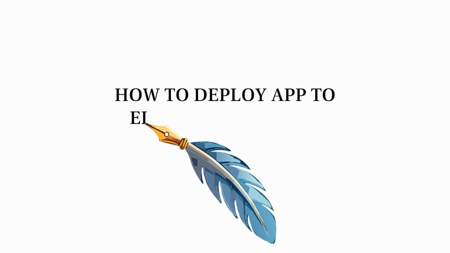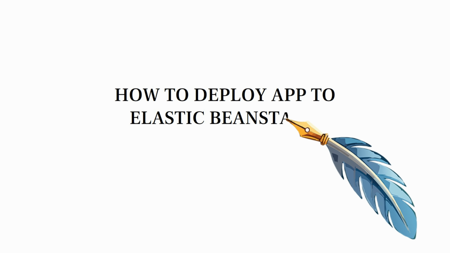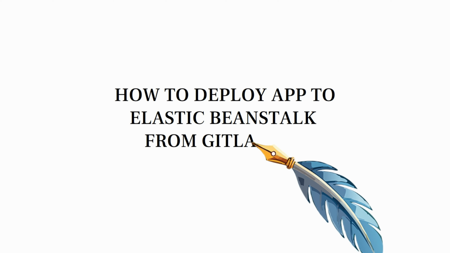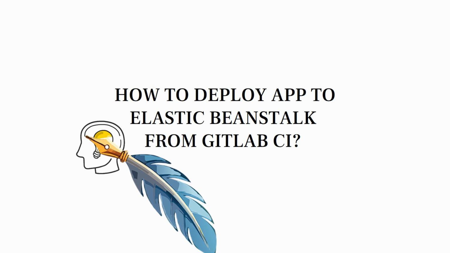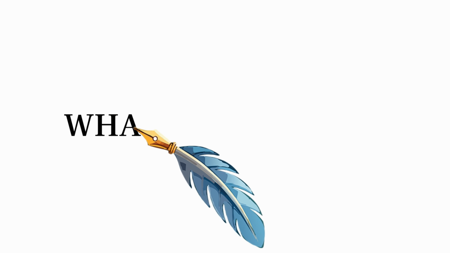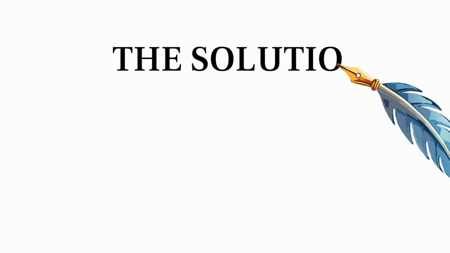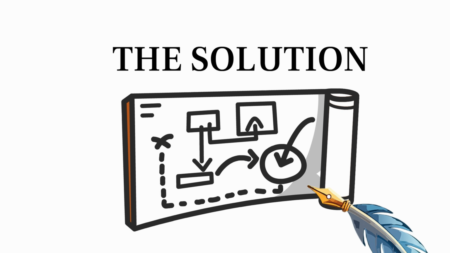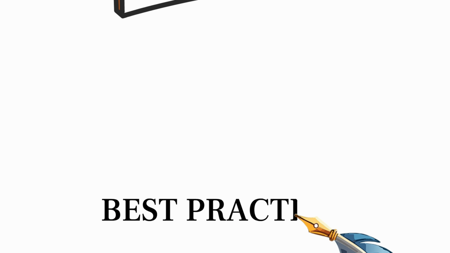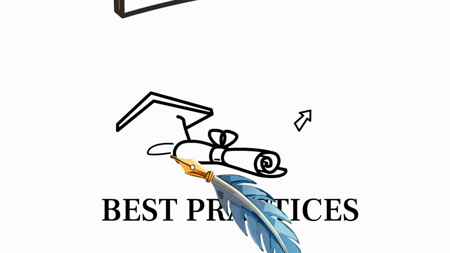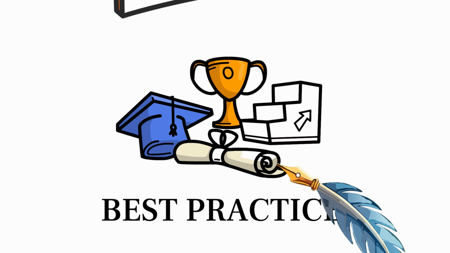Today I will show you a straightforward process of deploying an application to Elastic Beanstalk from GitLab CI, making it easy for you to follow along. So the first question is, what do we need? Or what are the requirements for this job? I'm going to guide you through the solution, ensuring that you complete tasks following the best practices recommended by AWS. This will make your deployment process efficient and reliable.